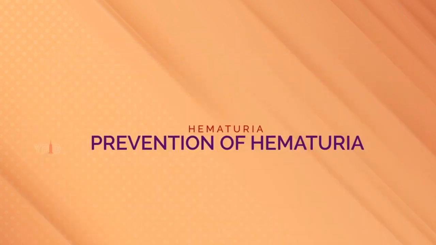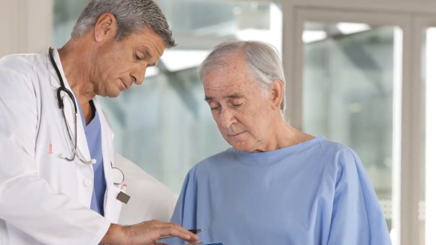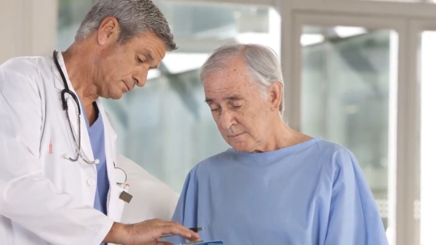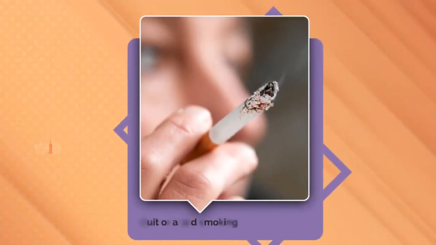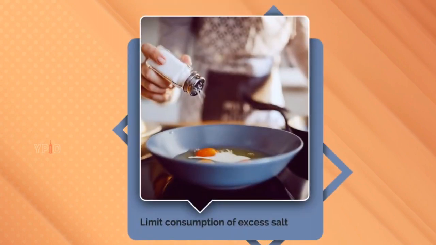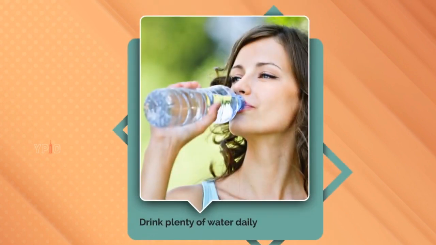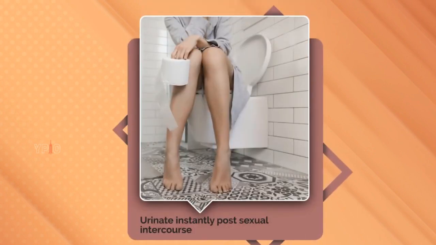Prevention of hematuria. Hematuria can be prevented by following some healthy practices on a regular basis. Quit or avoid smoking. Limit consumption of excess salt to prevent stone formation. Drink plenty of water daily. Urinate instantly post-sexual intercourse, as this helps cleanse the urethra from harmful bacteria.